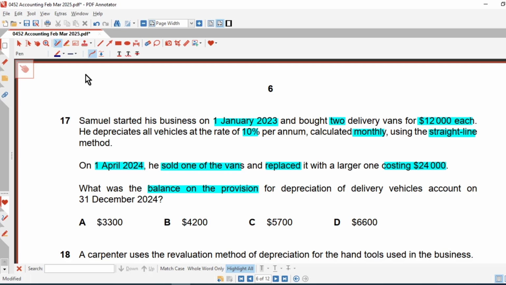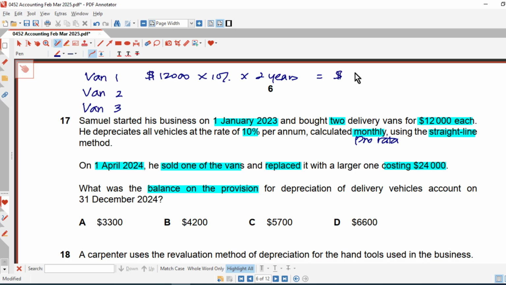There are 3 vans in total, right? 3 vans involved in total. So there were 2 that you bought in 2023 for $12,000. Depreciate 10% per annum, straight line basis, and calculated monthly. So you have to do a pro rata. So they want the balance on the provision for depreciation. I'm going to start with van 1. Bought for $12,000, depreciated 10% per annum for 2 years, 23 and 24. So this leaves me with $2,400, right? Balance on the provision account.